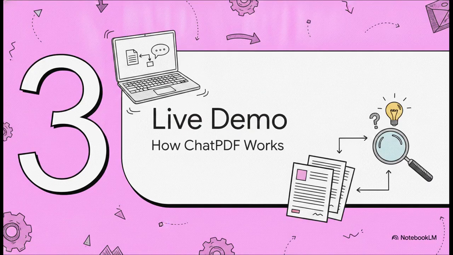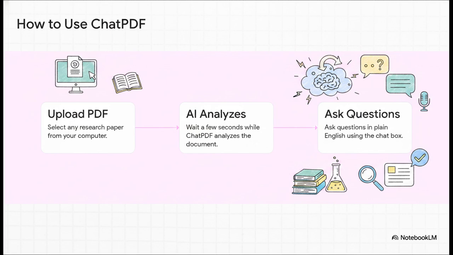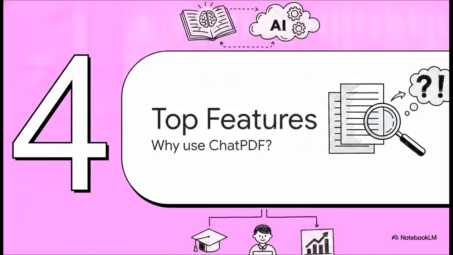All right, let's move on to Section 3, Live Demo. The workflow here is incredibly straightforward. Step 1, you go to the site and upload your PDF. Whether it's a paper, a book, whatever. Step 2, you wait just a few seconds while the AI analyzes the document. And Step 3, you just ask questions. You can ask it to generate a summary or outline objectives, and you get your answer right there on your screen. Now that we know how it works, let's look at Section 4, Top Features.